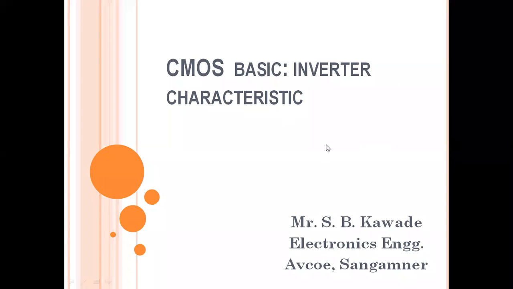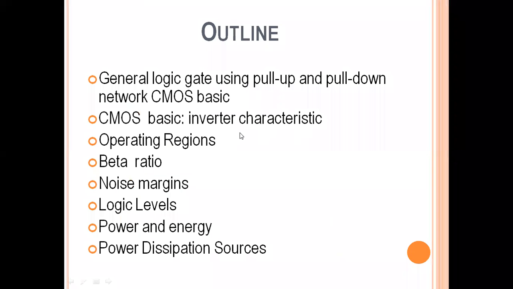Good morning to all. In today's session, we'll understand the topic: CMOS basic inverter characteristics. The outline of today's session: the first is the general logic gate using pull-up and pull-down network in the CMOS circuits. Then the next point is the CMOS basic inverter characteristics, that is, the transfer characteristics.